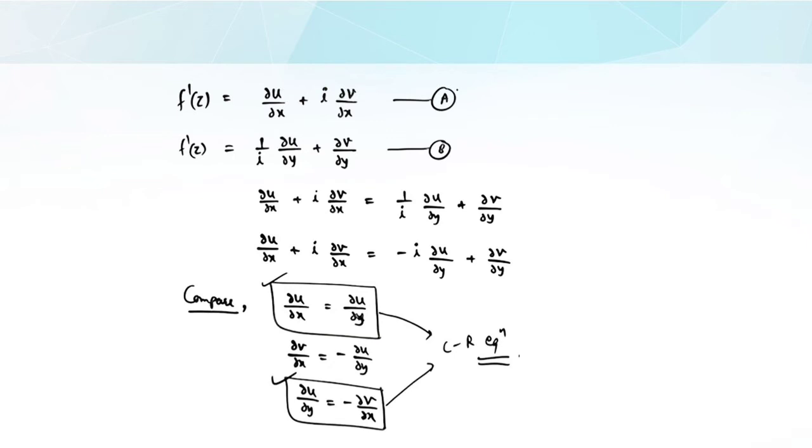∂u/∂x plus i ∂v/∂x equals 1 upon i ∂u/∂y plus ∂v/∂y, which further can be written as ∂u/∂x plus i ∂v/∂x equals minus i ∂u/∂y plus ∂v/∂y. After further comparison, we get ∂u/∂x equals ∂v/∂y as our first equation, and ∂u/∂y equals minus ∂v/∂x as our second equation. Both these equations are collectively known as Cauchy-Riemann equations or CR equations.